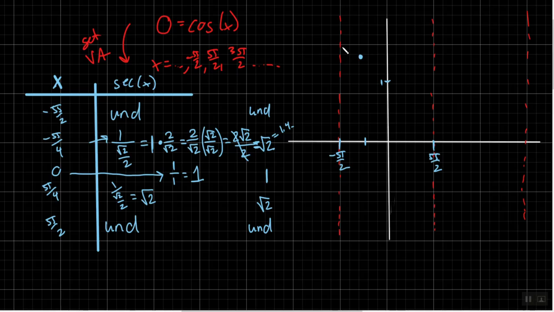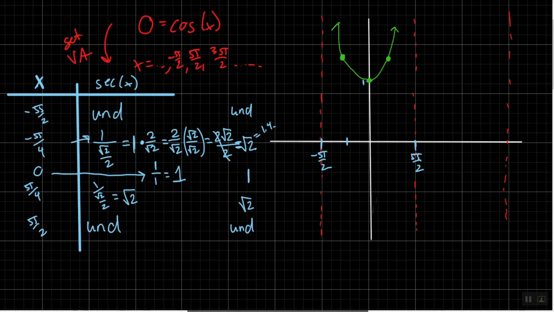Okay. I got my first point. Second point is at 0, 1. Go up 1. I got another point right there, which is pi fourths, root 2. What do you get? Yep. So it's a parabola-like shape going like this. Up. As such.